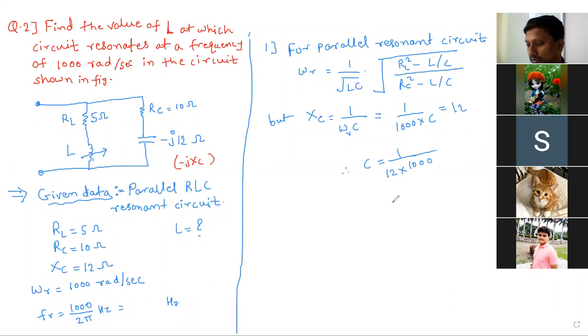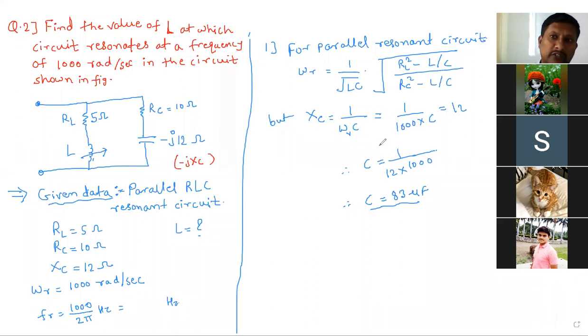What is the C value? Anyone? You can find out the C value. 83 microfarad. Yes. 83 microfarad. So this C value you can put here in this equation, as well as you can put the RL, RC values and omega R. You have to find out the L value.